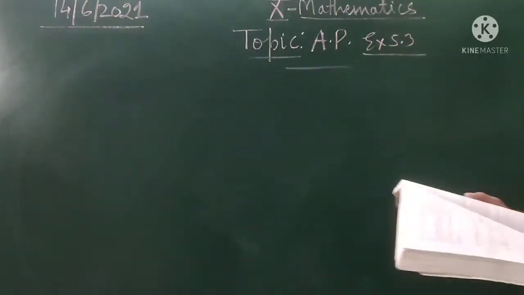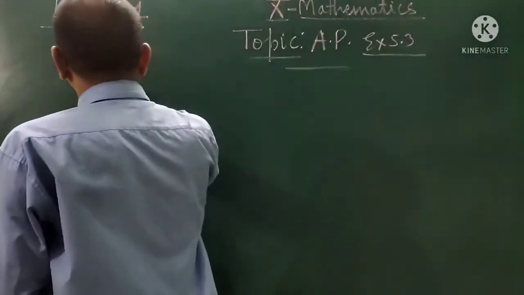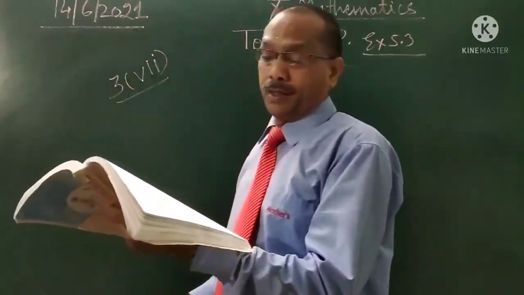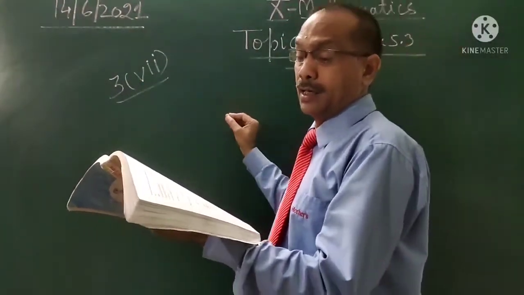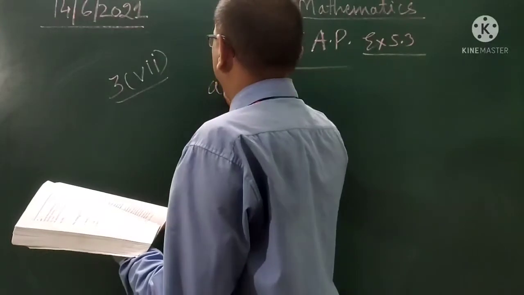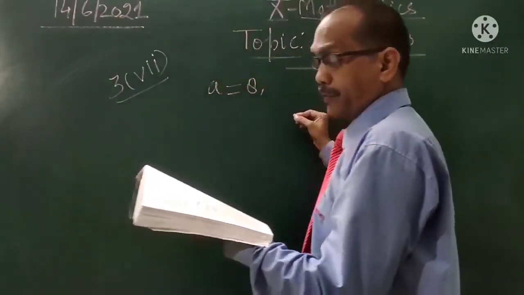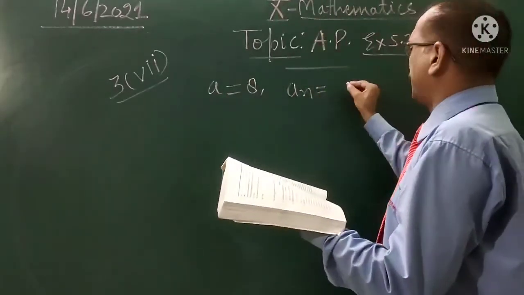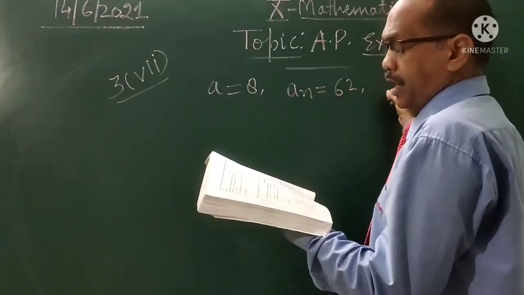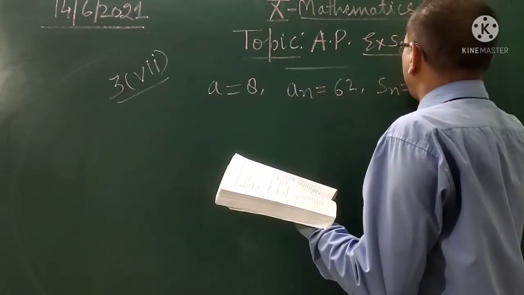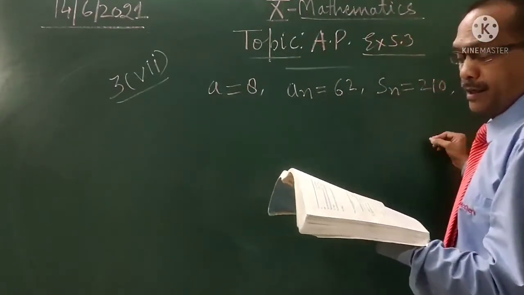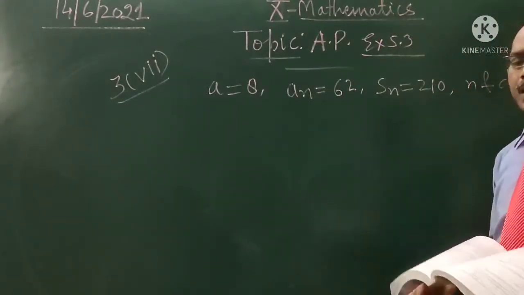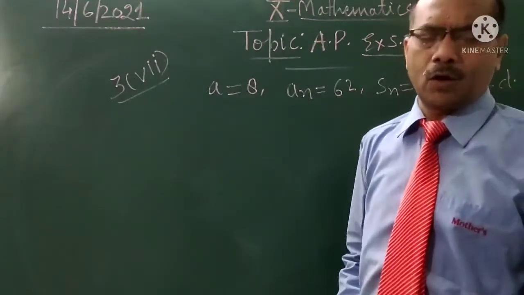Student, now 7th part. Here A equal to 2, An, the nth term, is 62. Now Sn is 210. Find n and D. We have to find the nth term and the common difference.